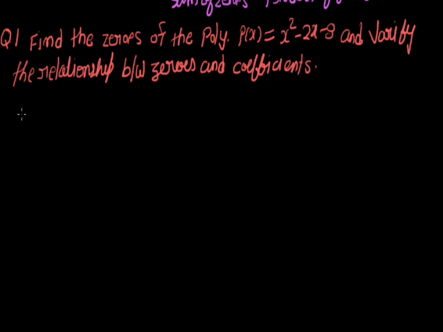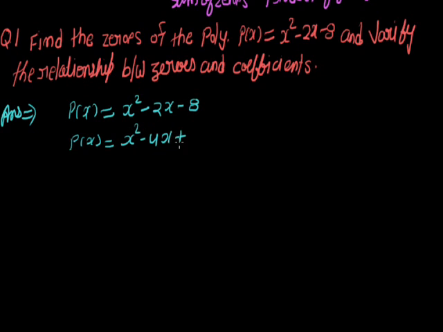Okay, so how can you solve this question? Let us come to the solution. First of all, let us write down the polynomial p of x is equal to x square minus 2x minus 8. Since it is a quadratic polynomial, we can factorize it. Means p of x can be written as x square minus 4x plus 2x minus 8.